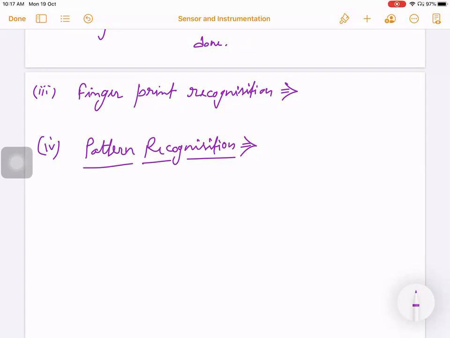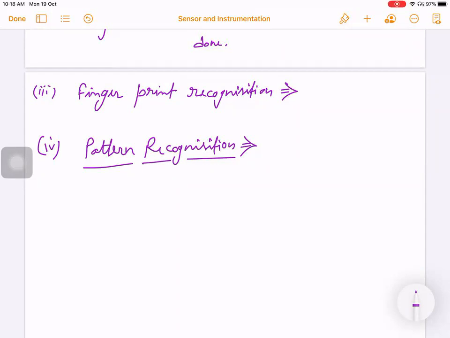So pattern recognition is something I think all of you have seen on your mobile phones. We set a security code on our mobile. There are two options available: either you enter your pin code, or you just draw the pattern. Whatever pattern you initialize will be recorded, and whenever you want to access your mobile phone, you have to draw the pattern.